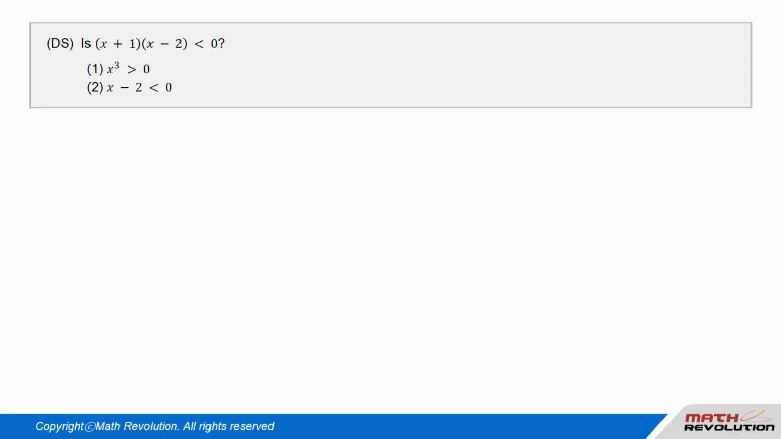Question: Is (x + 1)(x - 2) < 0? Condition 1: x cubed is greater than 0. Condition 2: x minus 2 is smaller than 0.